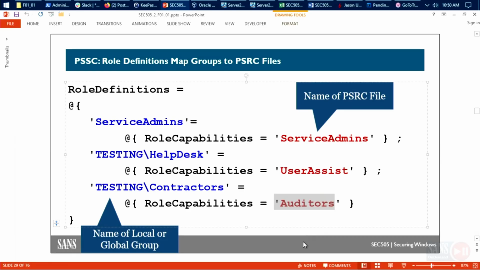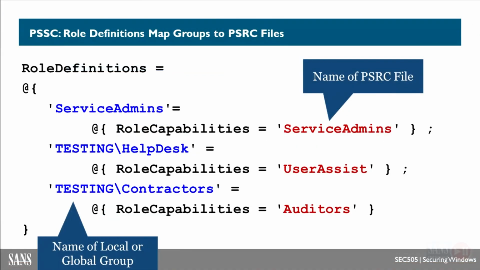Off to the right-hand side in red, it says auditors. That is not the name of a group. That's the name of a PSRC file. Unfortunately, you can't put the file name extension here. So auditors refers to a file named auditors.psrc. Now remember that in this module, we looked at a text file with a list of allowed commands. That's the PSRC file. So this auditors.psrc file is a list of allowed commands. Those are the commands I'm permitted to run if I'm a member of the contractors group.